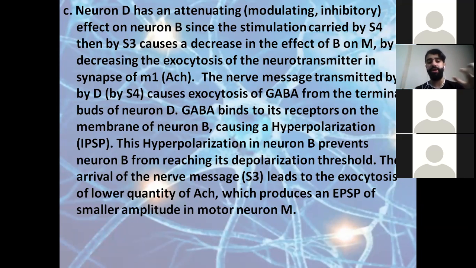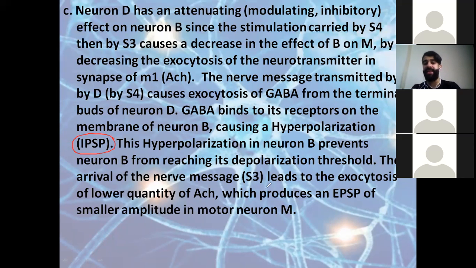So D causes exocytosis of GABA. GABA comes and competes with acetylcholine, so it sits in the places of acetylcholine. That's why it decreases the effect and also decreases the radioactivity of the acetylcholine. Here, GABA, as I said, binds to the receptors of neuron B. It causes hyperpolarization, which we called IPSP, inhibitory postsynaptic potential.